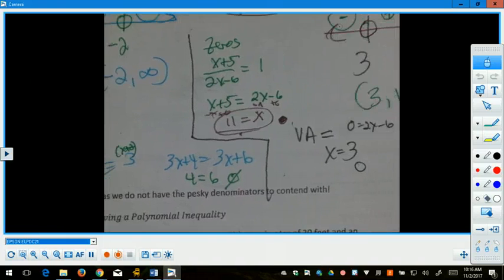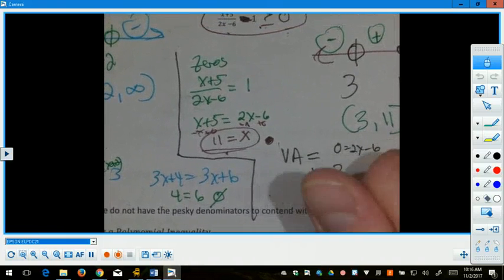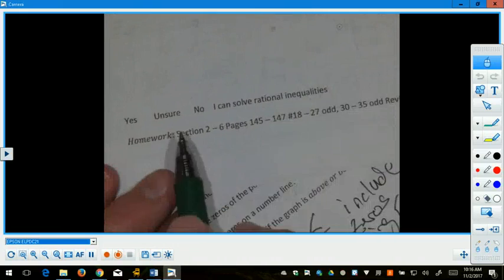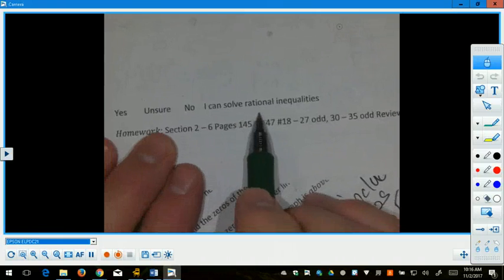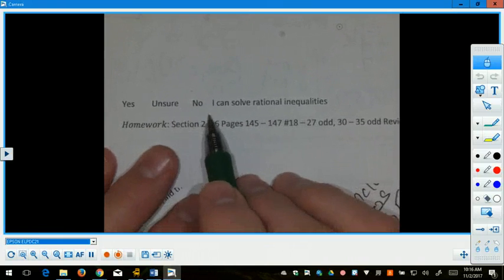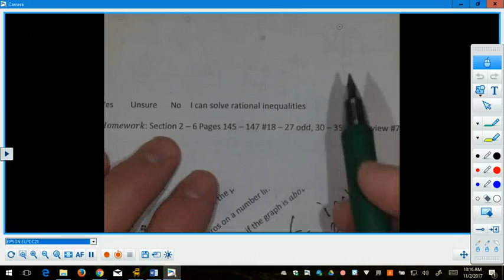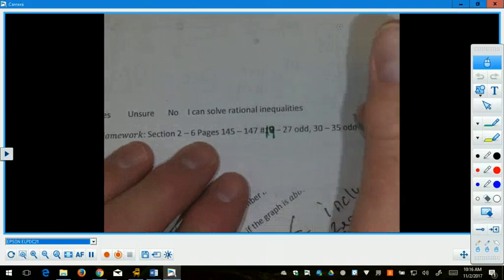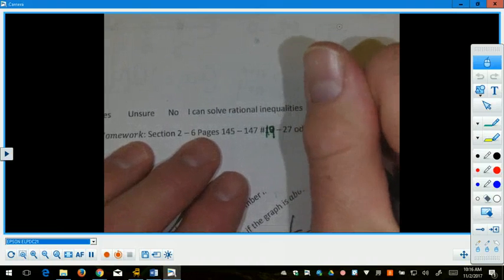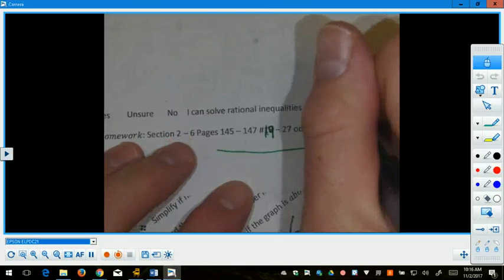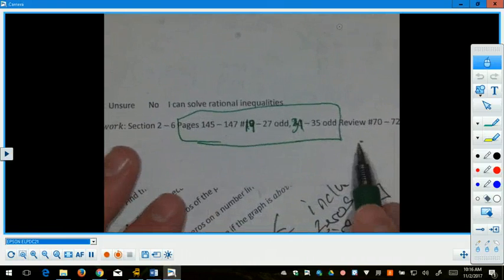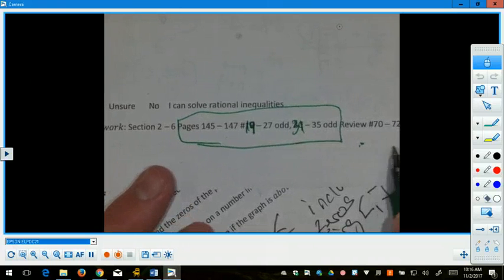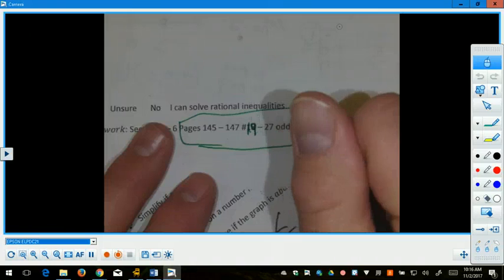I know you have your quiz tomorrow on 2-5, so we took some time today just to have you do some practice for that. So we'll come back to these two problems. For now, hopefully you can say, yeah, I can solve rational inequalities. If you're unsure or the answer is no, then you need to come see me. The assignment for this section that's required for you to qualify for the reassessment policy are these odd problems. The review problems might help you, though, if you're looking for some more 2-5 practice to get ready for tomorrow's mini quiz.